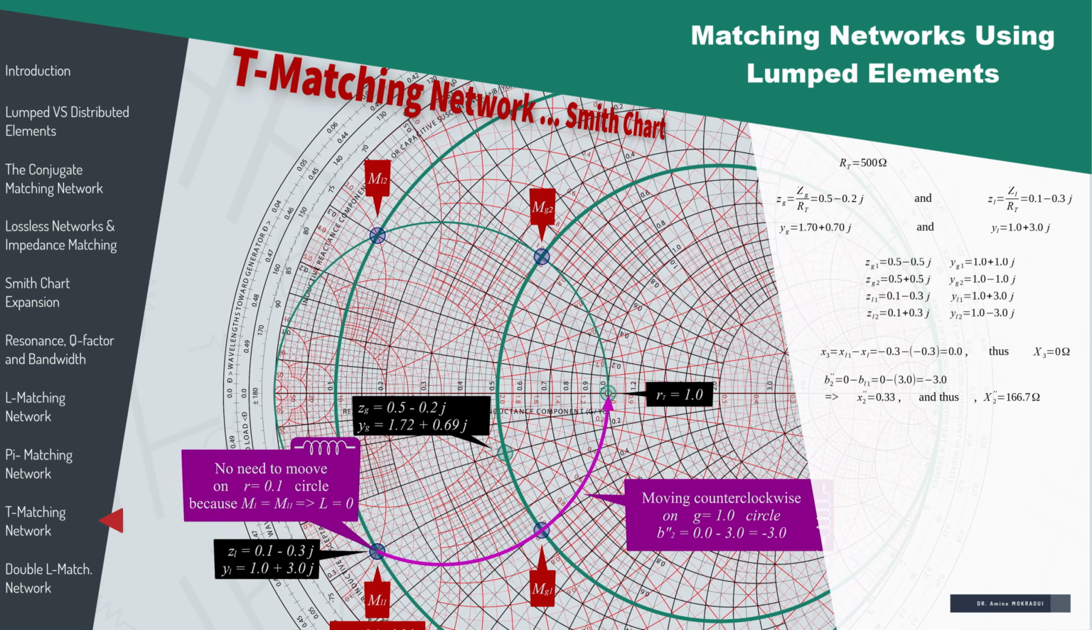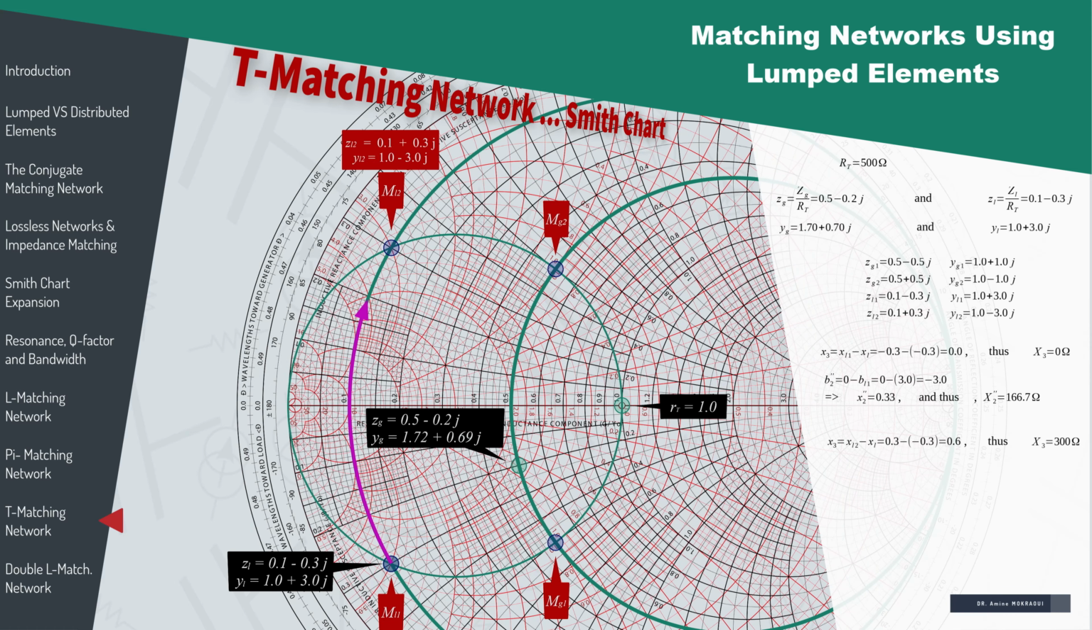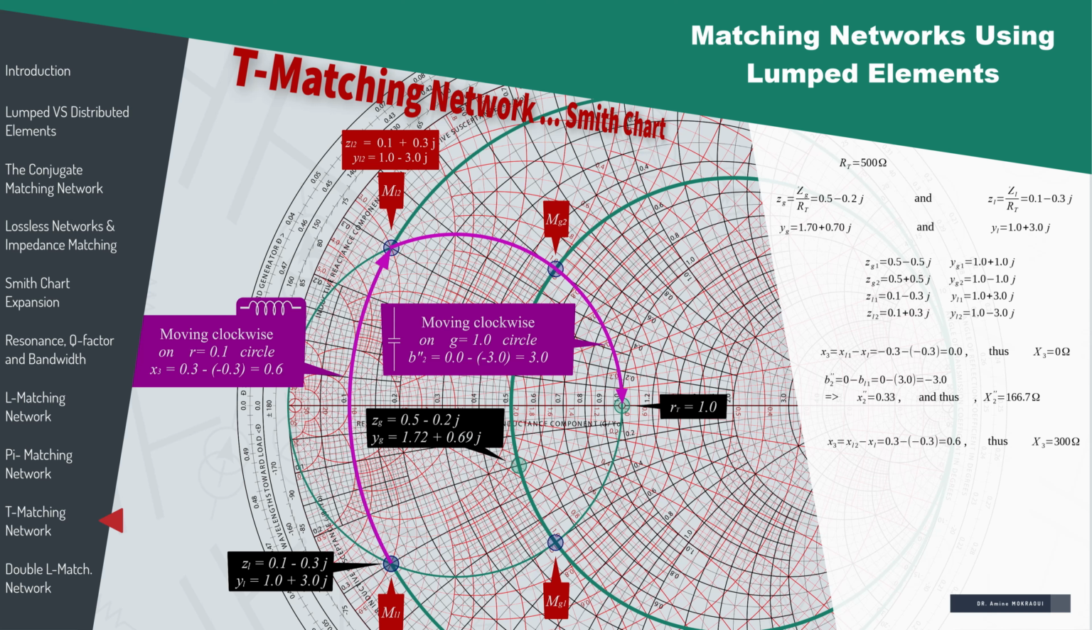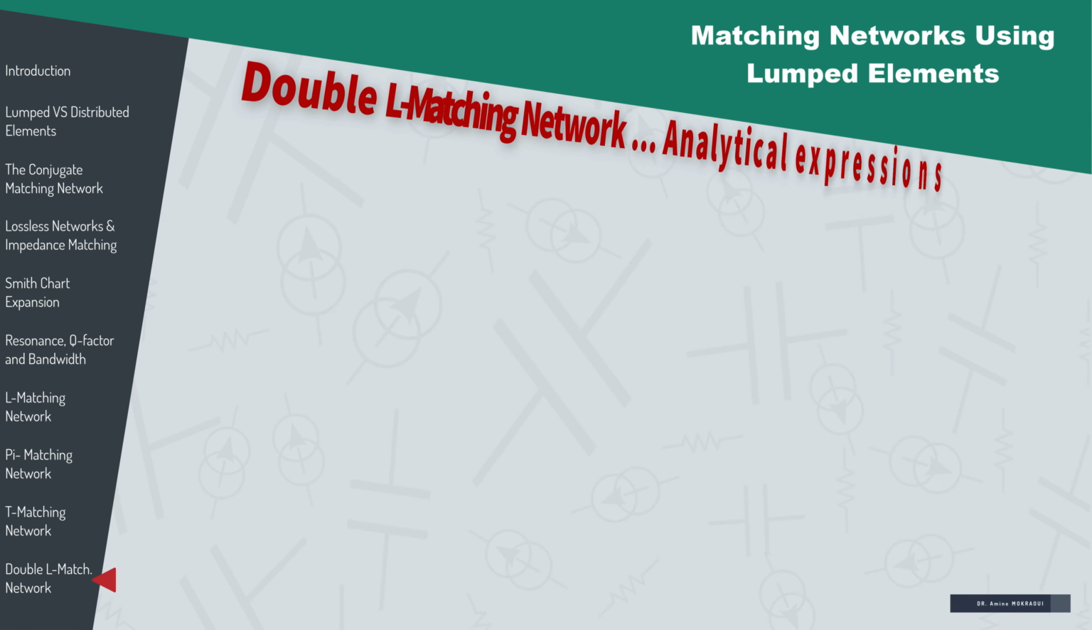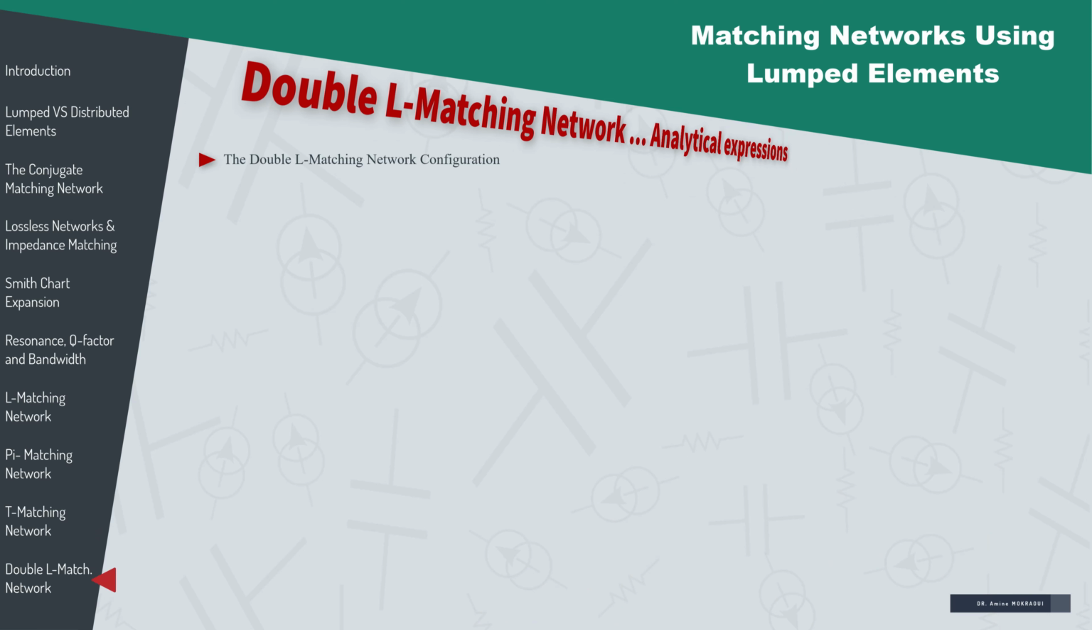Then X3 equals XL2 minus XL, which is equal to 0.6, which corresponds to uppercase X3 equals 300 ohm. And finally, B'2 equals 0 minus BL2, which is equal to 3, leading to X'2 equals minus 0.33, and thus uppercase X'2 equals minus 166.7 ohm. The last circuit we will discuss in this video is the double L matching network.